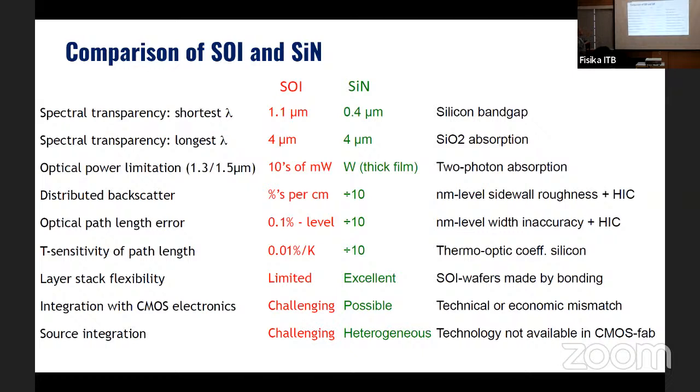Optical power limitation: tens of milliwatts, typically because of nonlinear absorption. And for silicon nitride it is watts. Distributed backscatter, is there anything?